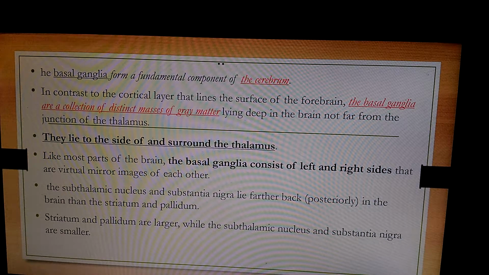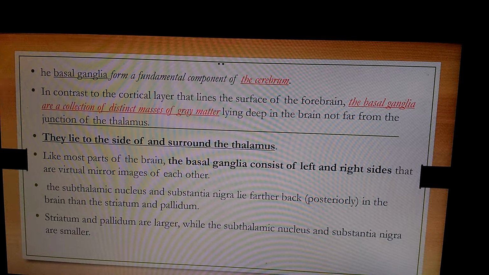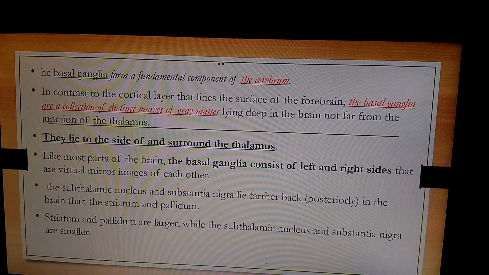Like most parts of the brain, the basal ganglia consist of left and right sides that are virtual mirror images of each other. The subthalamic nucleus and substantia nigra lie further back posteriorly in the brain than the striatum and pallidum. Striatum and pallidum are larger, while the subthalamic nucleus and substantia nigra are smaller.